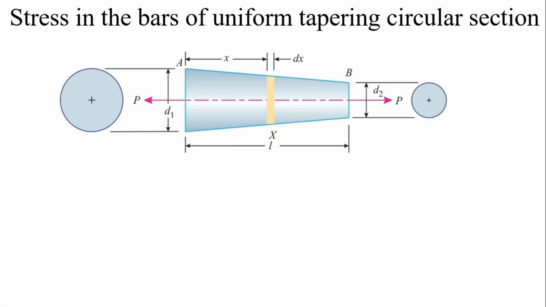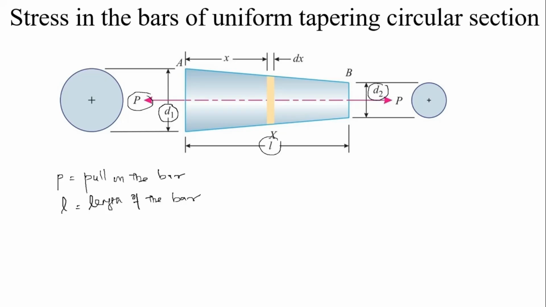Now, P is the pulling force, the pull on the bar, and L is the length of the bar, and D1 is the bigger diameter and D2 is the smaller diameter. At the two ends, it is a taper section. So, the left end is the bigger end D1 and D2 is the smaller end.